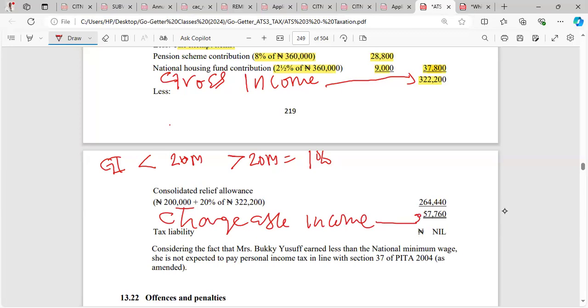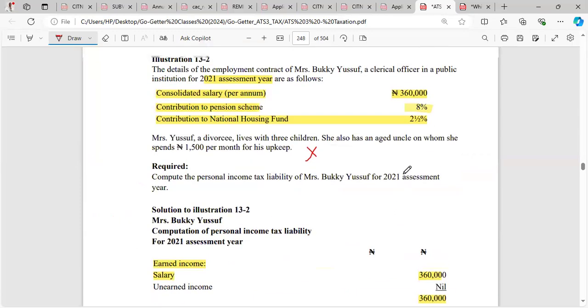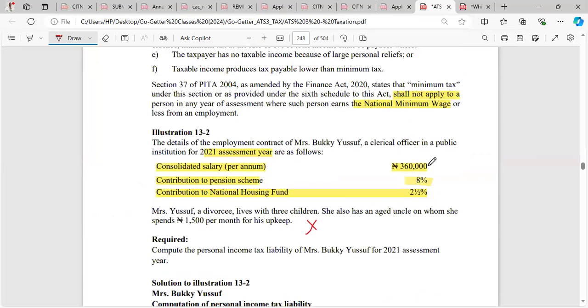Now, this tax liability, why is it nil? Why are we not charging 1% of 57,660? Because he is earning minimum wage. How do we know he's earning minimum wage? If your salary is 360,000 in a year, you are earning minimum wage.